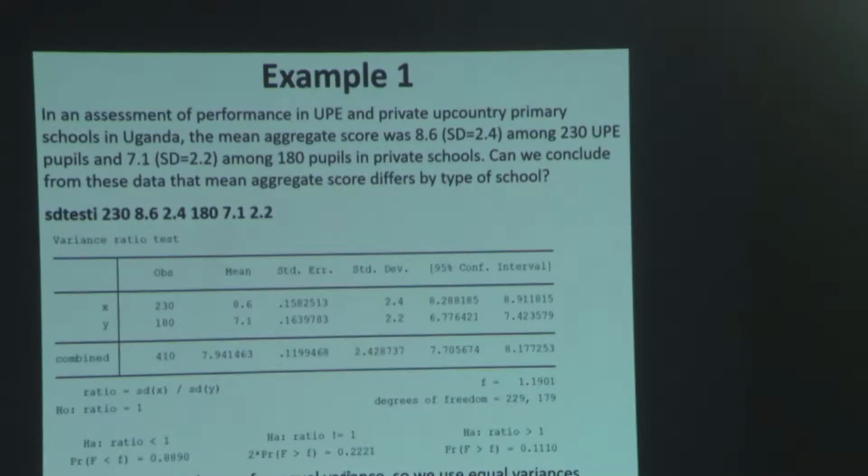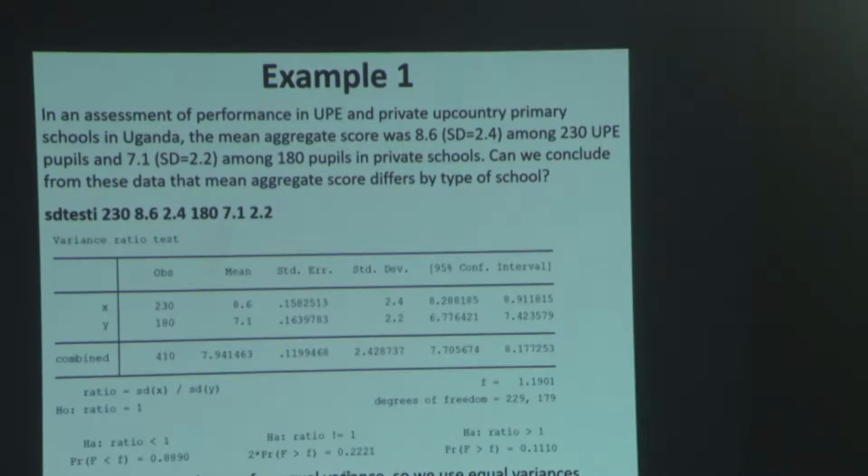And while we are still on the slides, let us go back to our first example of UPE performance at PLE. Now, using the sdtesti command, where this data set is not in memory, we give N1, which is 230, the mean x bar is 8.6, its variance is 2.4. Afterwards, we put a space, then we put the N for the private schools or group 2, its mean and its standard deviation. Then Stata does the computations.